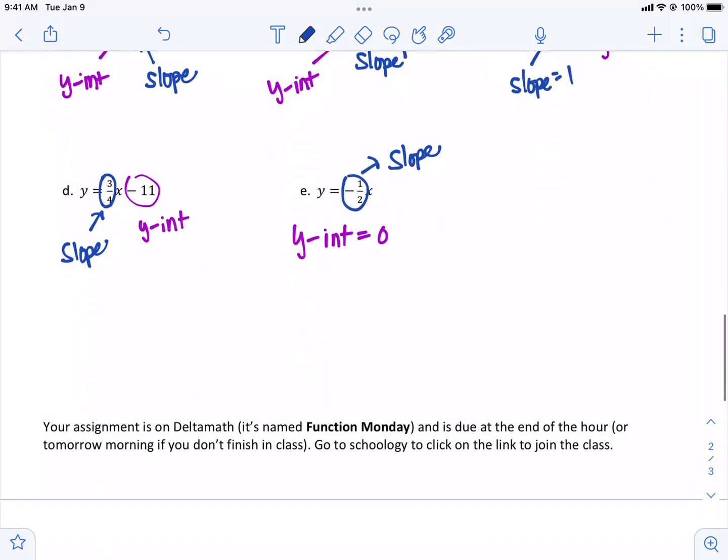So your assignment in class is called Function Monday. You're going to log into Delta Math. There should be a link on Schoology with the class code. And finish, I believe it's like 15 questions. And if you get this in after it was due, then just email me and let me know, and then I can get that graded for you.